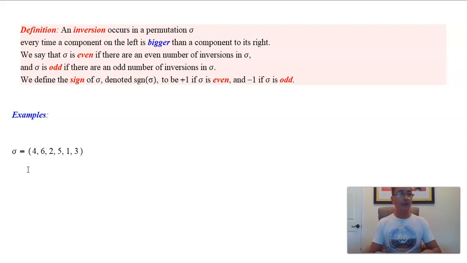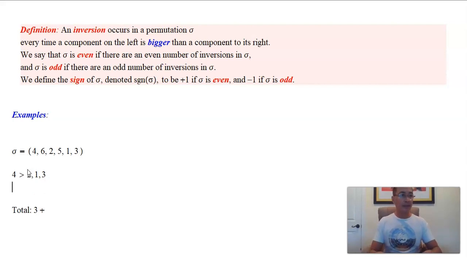Okay, so here's what we're going to do. We're going to start with 4, the first component in sigma, and we will list down all the components to the right of 4 which are smaller than 4. So we see 2, and then 1, and then 3. So let's keep a running total. The total number of inversions so far is 3. There will be more.